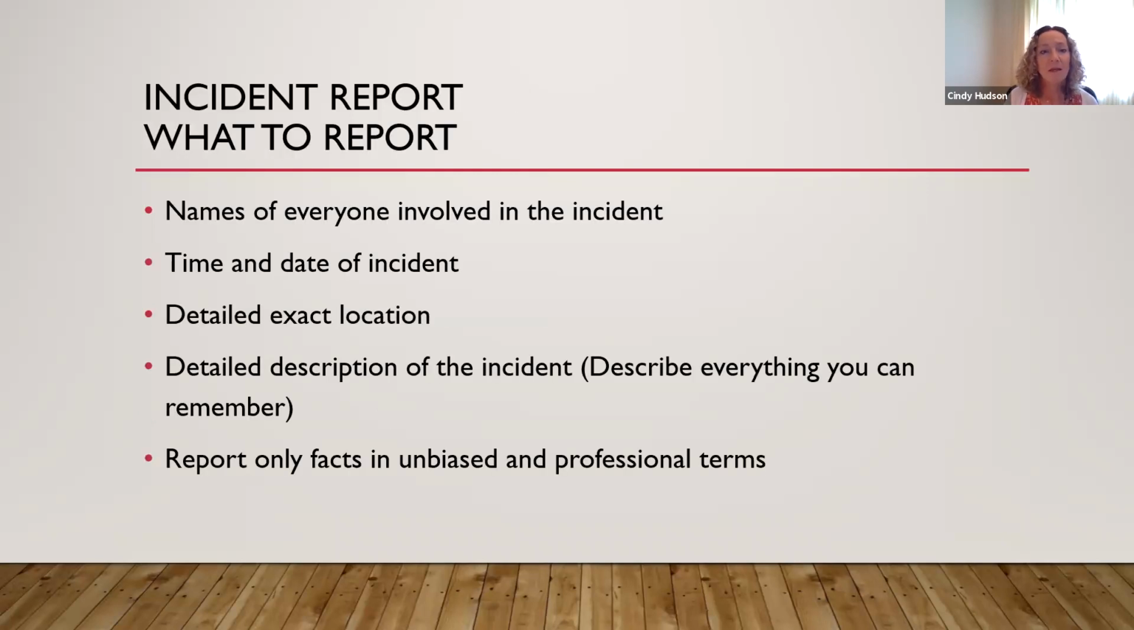So what we want to report would be the names of everyone involved in the incident, the exact time and date of the incident, the location of the incident, and you want to be specific with that. For example, in patient's room, from the edge of the bed, in the dining room, from the wheelchair. Be specific as to the location of the event that occurred. You want to provide a detailed description of the incident, remembering to include everything that you can recall, and be sure that you report only facts in unbiased and professional terminology.